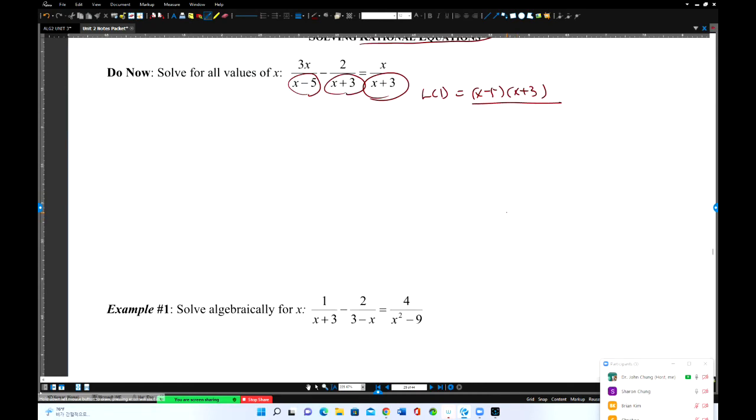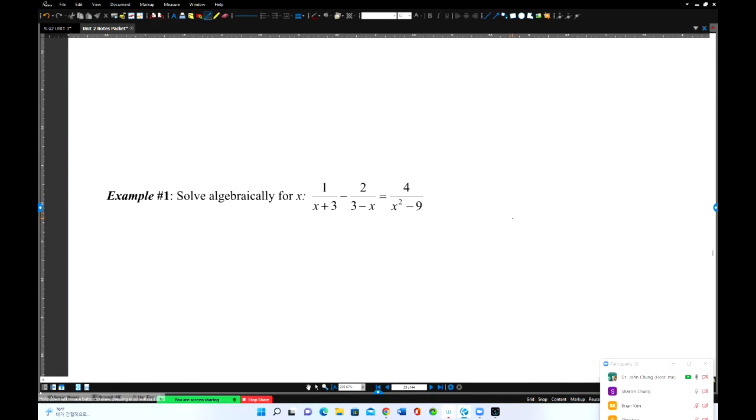Are you guys okay with that? This is the same thing, okay? And also, what is the LCD over here? When you cancel out, we can try this one because this is 3 minus x. So this is what? X minus 3, x plus 3. Conjugate. Difference of squares can be factored this one.